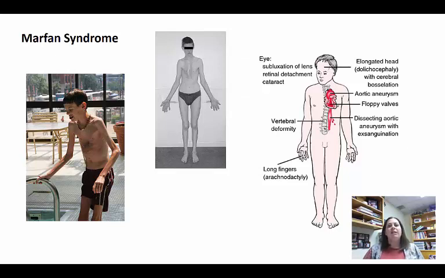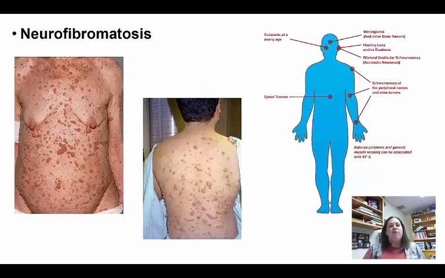All right, so when we look at this, it's not necessarily saying that it's a life-threatening thing, that the kid is definitely going to die from Marfan's, but we do need to watch for those vascular issues that could be present. The next one is neurofibromatosis.